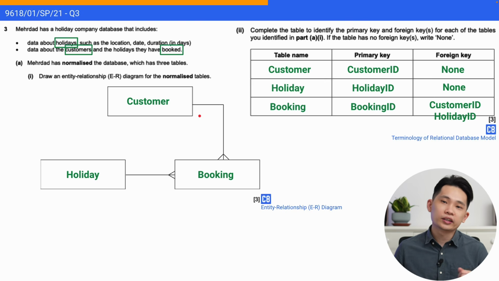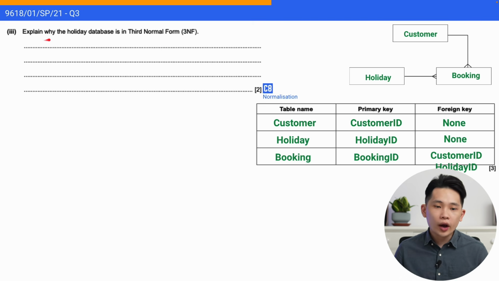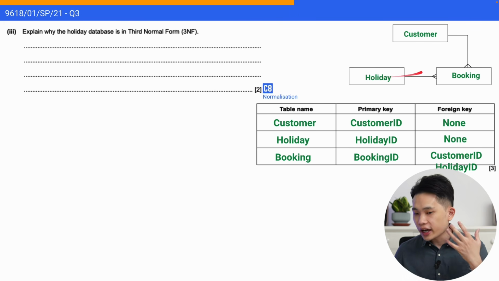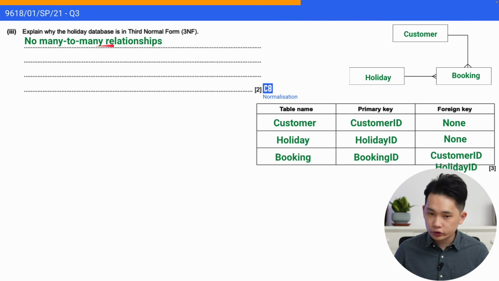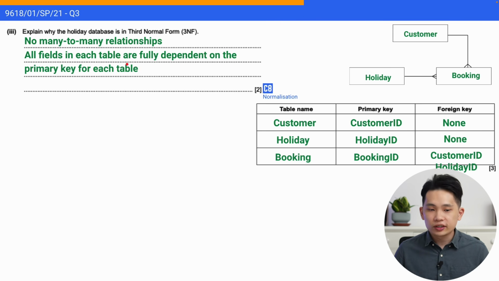And now let's look at the next question. Explain why the holiday database is in third normal form, 3NF. So on the right, I have put both the ER diagram as well as the primary key and foreign key tables to help us to answer this question. First of all, based on the ER diagram, we can see that it has no many-to-many relationships. And the next point will be this one. All fields in each table are fully dependent on the primary key for each table, which is also one of the criteria for normalization.